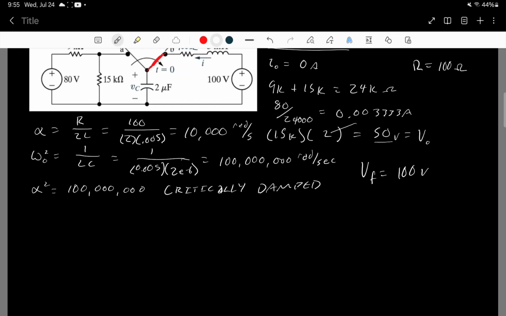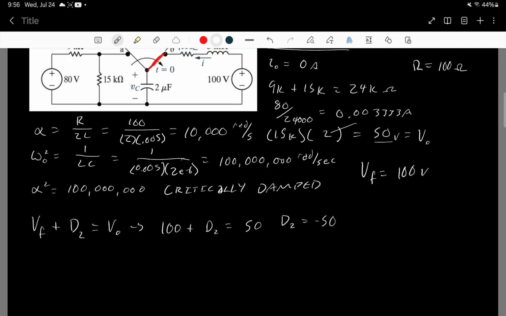We've already calculated alpha, and our equations here are going to be V final plus D2 is equal to V initial. That's going to be pretty simple to solve. We have 100 plus D2 is equal to 50. So our D2 value is going to be negative 50, and that's one of our coefficients.